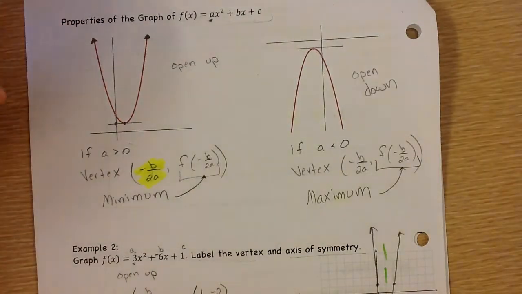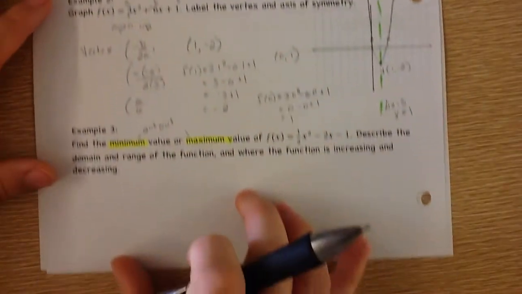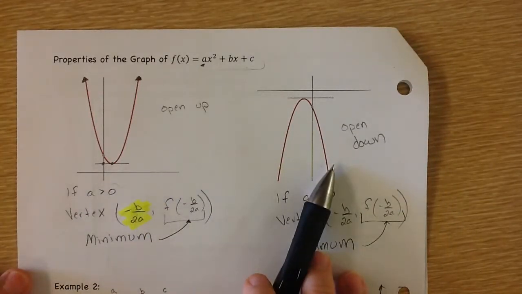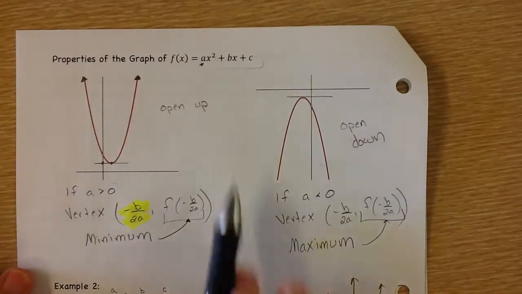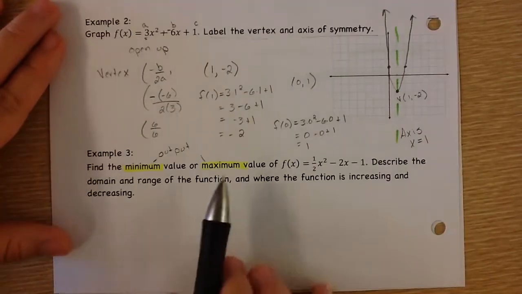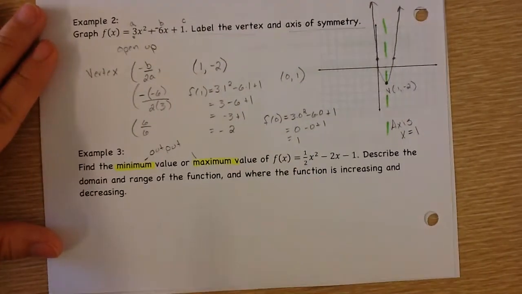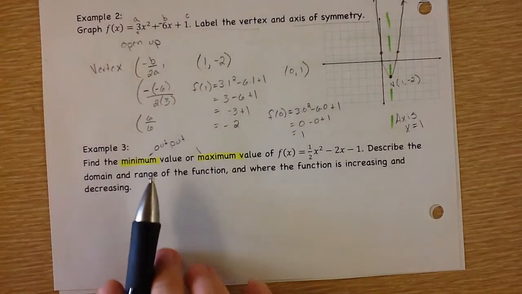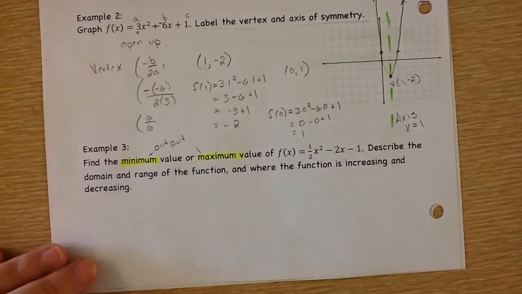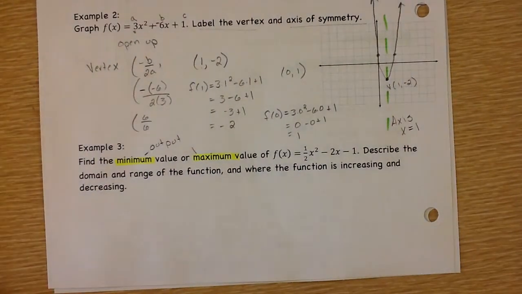So to find the minimum or maximum value, first you need to determine, does it open up? Does it open down? Because if it opens up, it'll have a minimum. If it opens down, it will have a maximum. And then you just need to find the vertex. Okay. So to find the minimum and maximum values, again, here's my function right there.